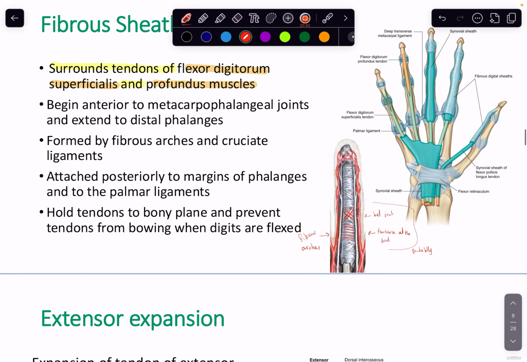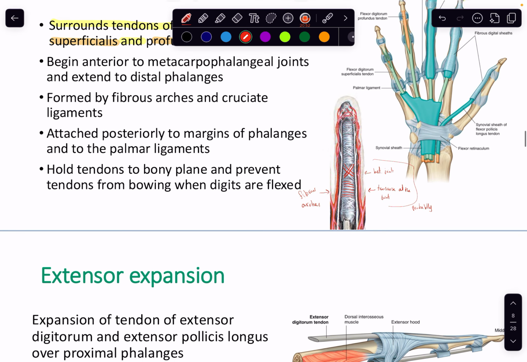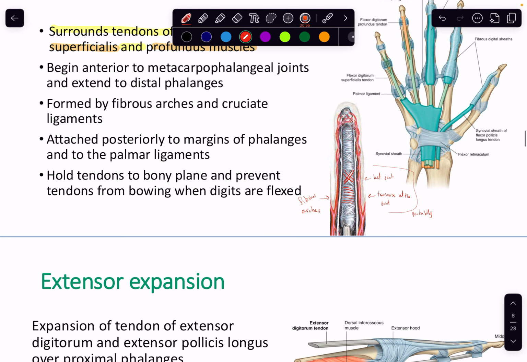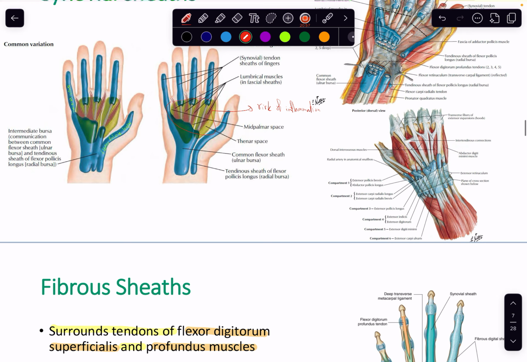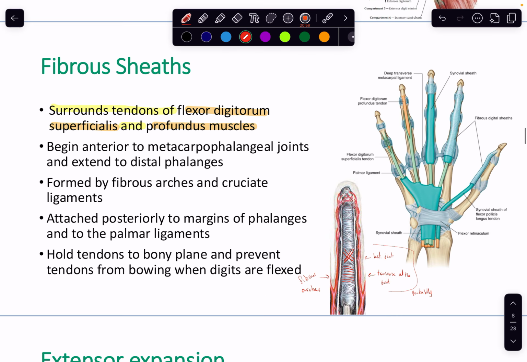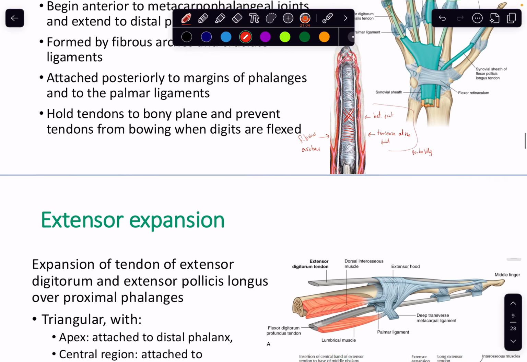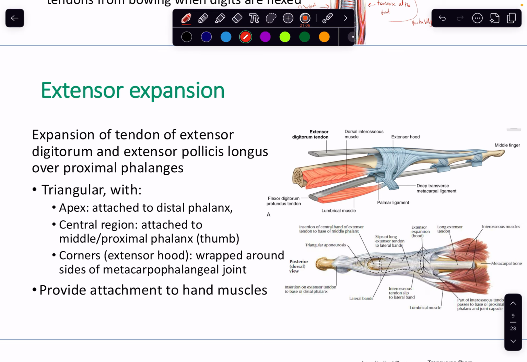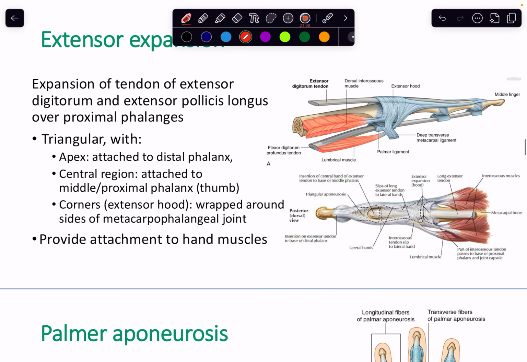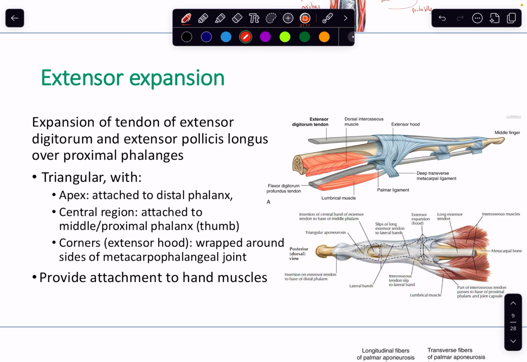Extensor expansion is also called dorsal expansion. Dorsal means backside, so the back of the hand, right? So extensor expansion. Expansion, something is broadened, right? If you see dorsally, the extensor digitorum tendons are going to the 4 digits. And how do they insert on the digits? What is the pattern of insertion?